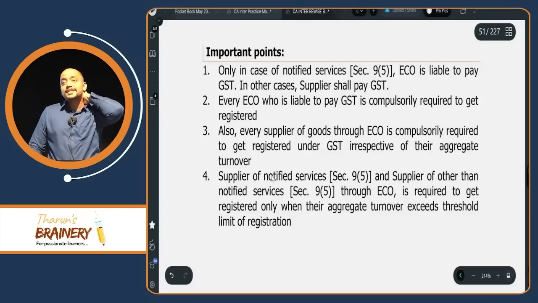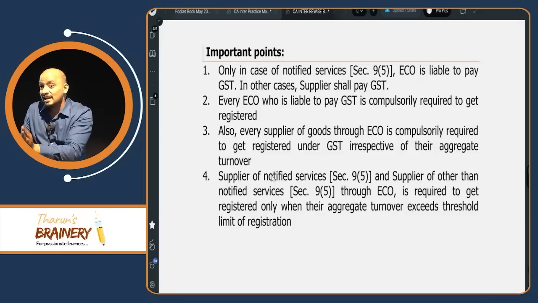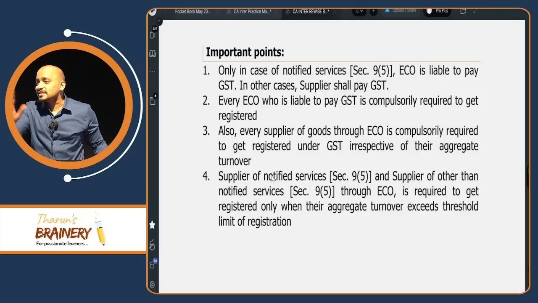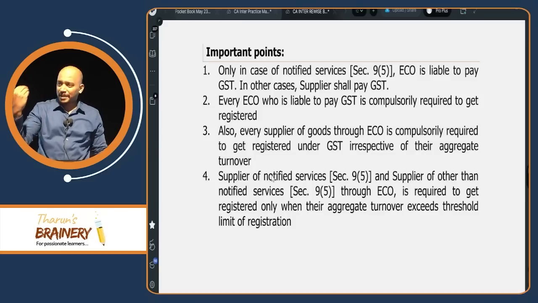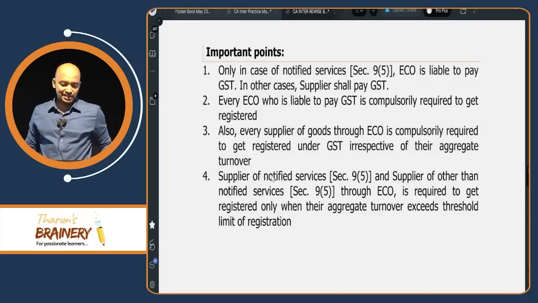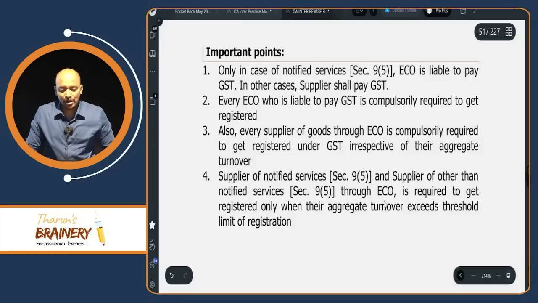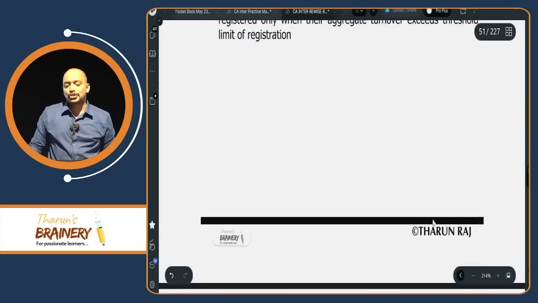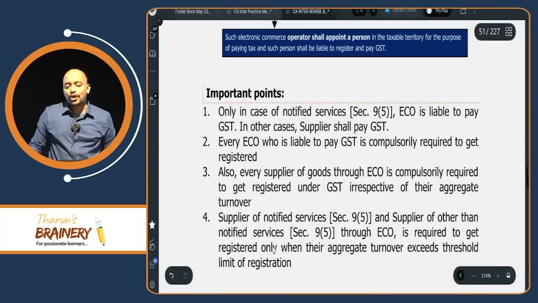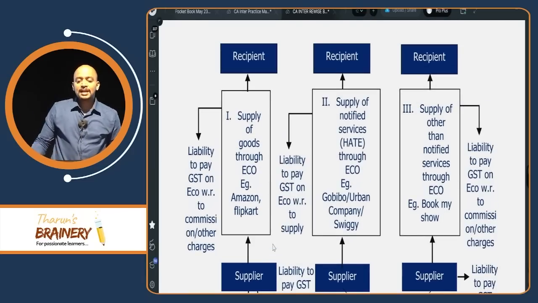What about a supplier of services through an e-commerce operator? They need to register only when their aggregate turnover exceeds the threshold limit. So there is no compulsory registration for supply of services through an e-commerce operator. Is it clear? Let it be notified services or other than notified services, a supplier of notified service and a supplier of other than notified service through an e-commerce operator is required to get registered only when aggregate turnover exceeds the threshold limit for registration. So these points I have just given in a chart form. In the next page you can see.